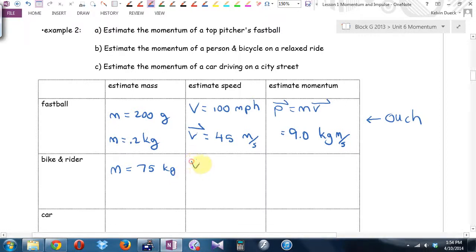I'm going to say 36. Why did I pick 36? Because to go from kilometers per hour to meters per second, what do we divide by? Ah, see how clever that was? So divide by 3.6, and that's going to give us 10 meters per second.